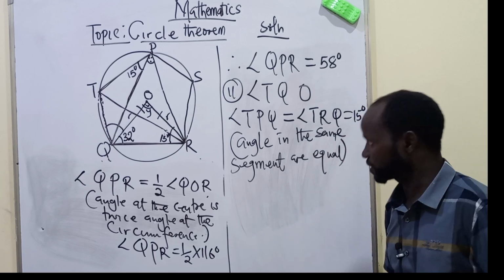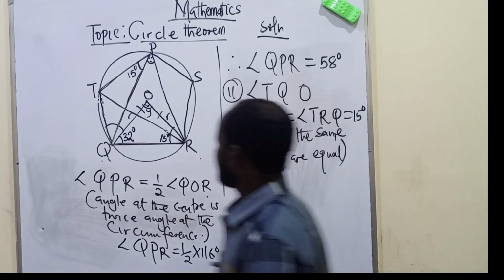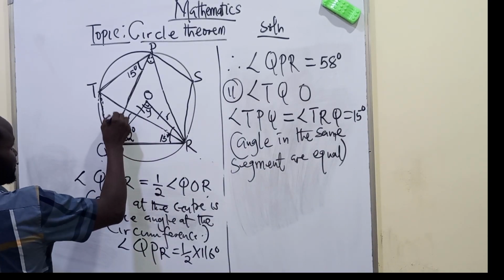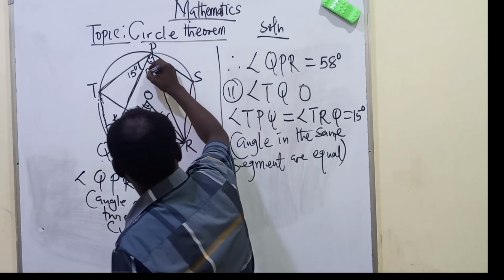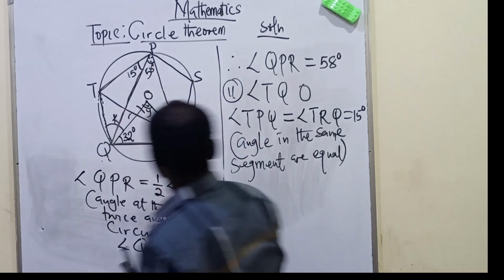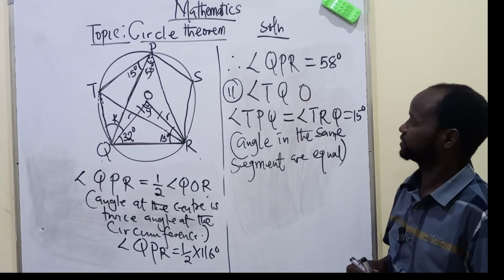Let me write it this way. So we are looking for this angle here. Let me write it as K. Here now is 58 degrees. Let me put it on the drawing. That's from Roman numeral 1.